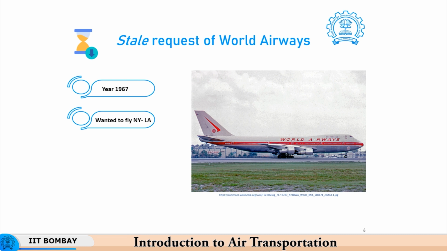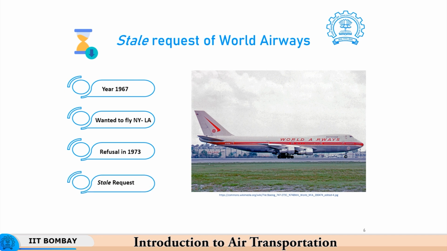As I told, CAB had the complete authority of deciding which routes were to be followed, who would be allowed to fly, and all other decisions. CAB did not reply to the airline till 1973. Imagine, 6 years there was no reply, and in 1973 they refused permission for the airline to fly this particular route. Because the request was so old, it is considered in air transportation literature as a stale request. So, this is an example of the bureaucratic delay that came about because of CAB.